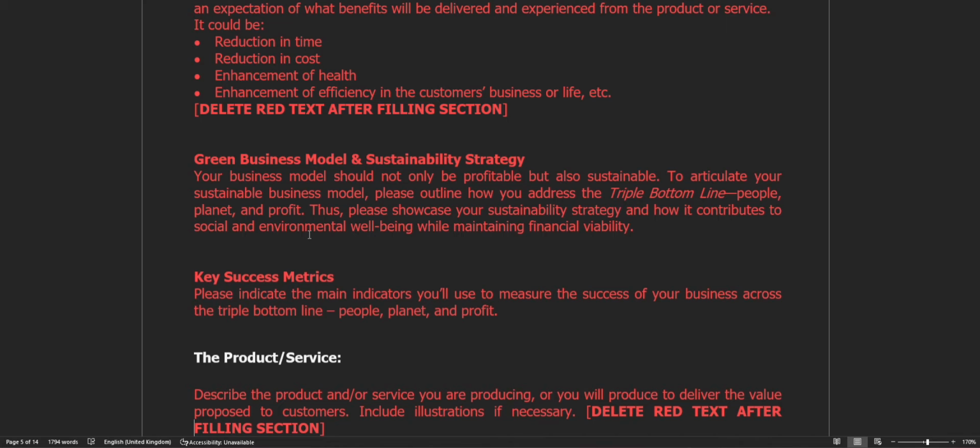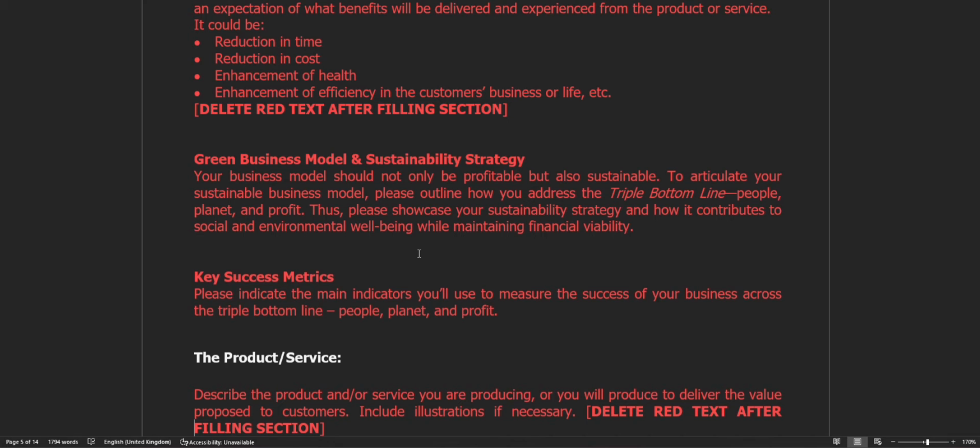Green business model and sustainability strategy. This is one of the things that actually distinguishes the BeGreen program's business plan template from the entrepreneurship program's business plan templates. This is what you are actually into. So, to articulate your sustainable business model, please outline how you address the triple bottom line. That is the people, the planet, and the profits.